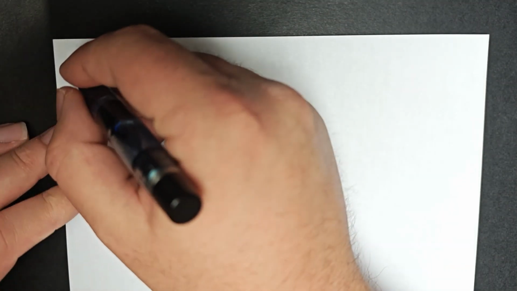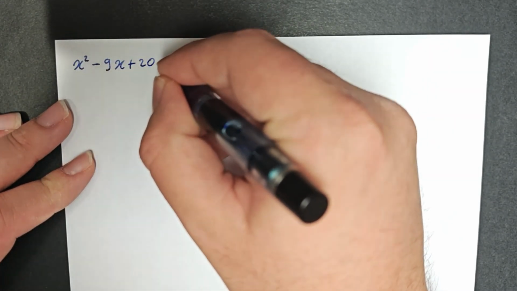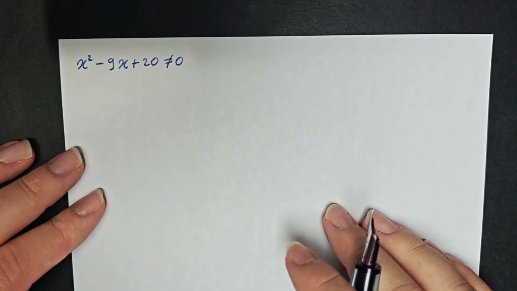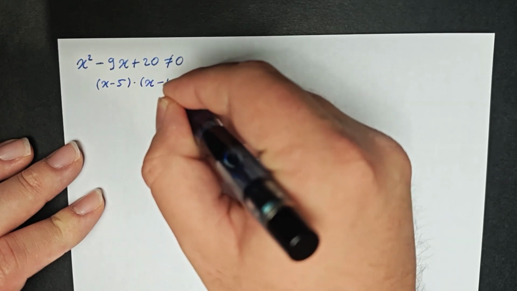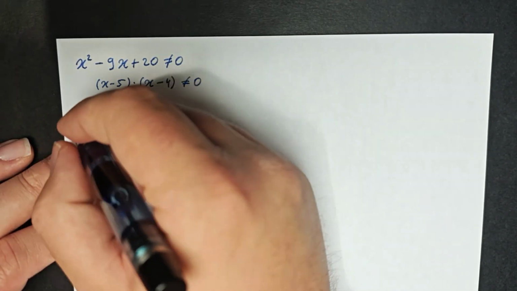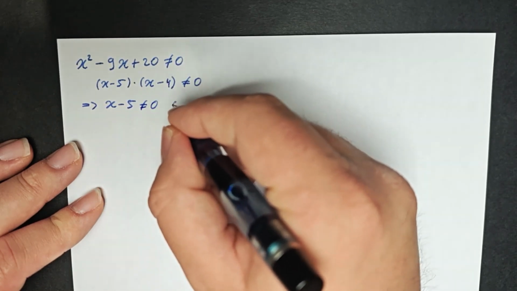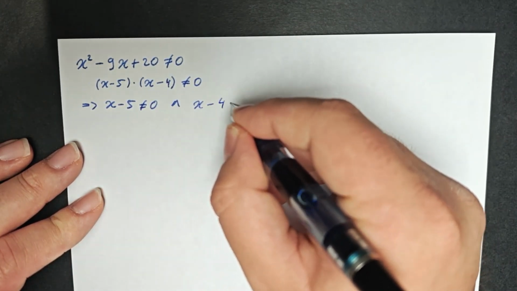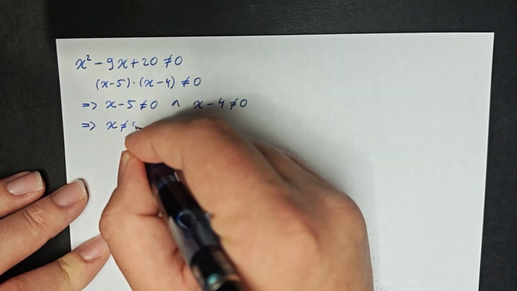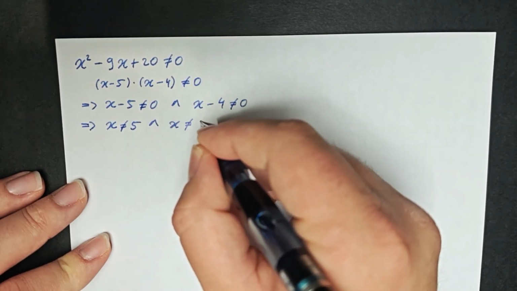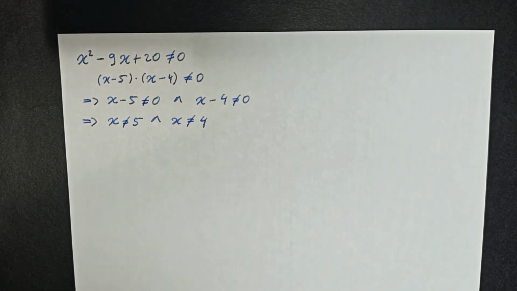Remember from the start that our condition was that x squared minus 9x plus 20 has to be different from 0. Therefore, x minus 5 multiplied by x minus 4 has to be different than 0, and that means that x minus 5 has to be different from 0, and x minus 4 has to be different than 0. Therefore, x is not 5 and x has to be different from 4. Let's represent this in interval notation.